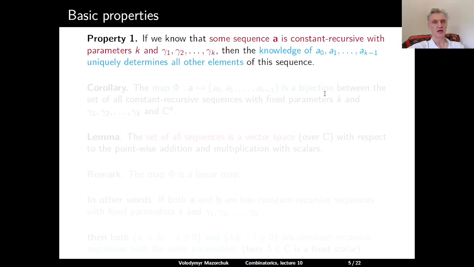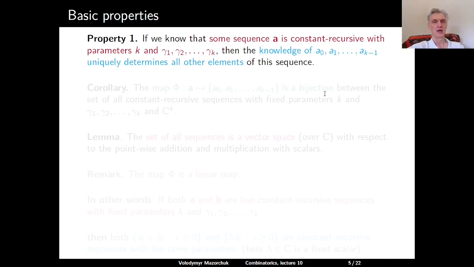Property 1. If we know that some sequence A is constant recursive with parameters k and gamma 1, gamma 2, and so on, gamma k, then the knowledge of a_0, a_1, and so on, a_{k-1}, uniquely determines all other elements of the sequence. Because if we know these elements, we can use the recurrence to compute the element a_k. If we know a_1 and so on, a_k, we can use the recurrence to compute a_{k+1}, and so on.